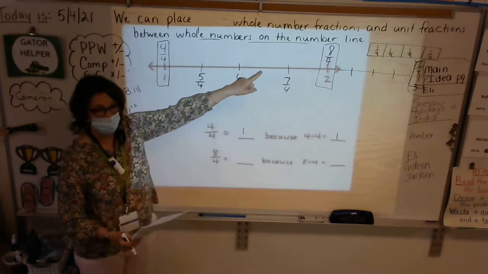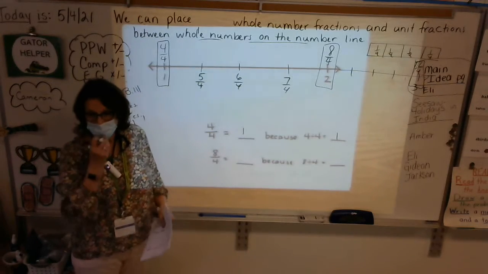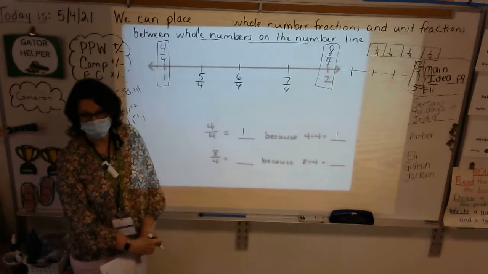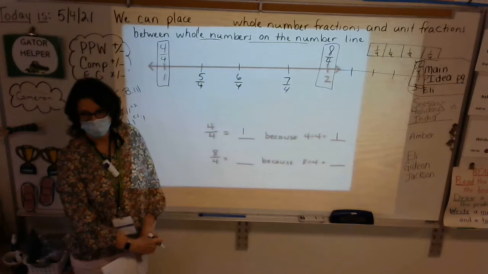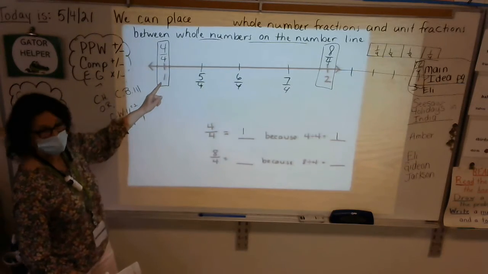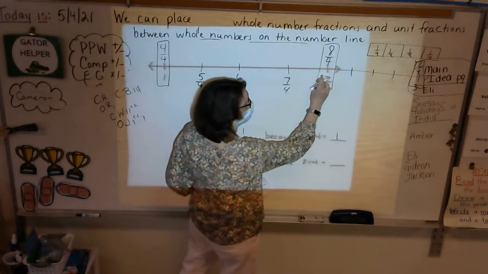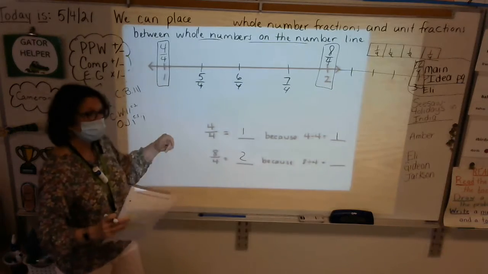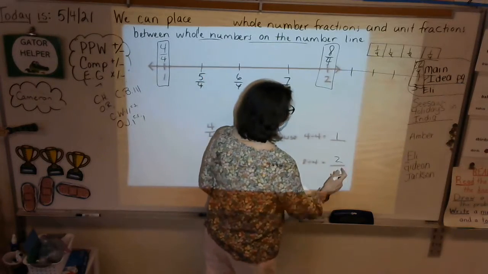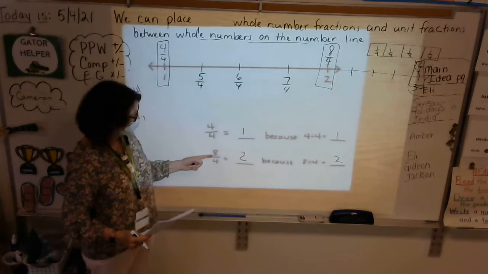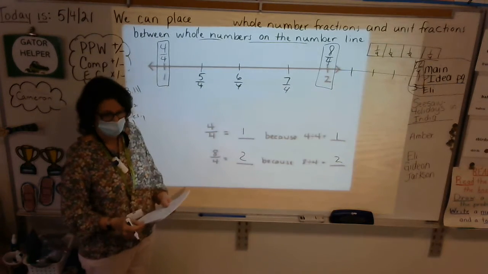Okay, what about 8 fourths? Go to your number line. 8 fourths equals what whole number? Owen. What's the whole number? Look at your number line, you're right. 8 fourths equals what whole number? Look at back here. 4 fourths equals 1. So 8 fourths equals 2. 8 fourths equals the whole number 2. Here it is. 8 fourths is on the same point as the number 2. And we can say that because 8 divided by 4 is 2. Remember, we can read this fraction as 8 divided by 4. Those are fractions in between whole numbers on a number line.